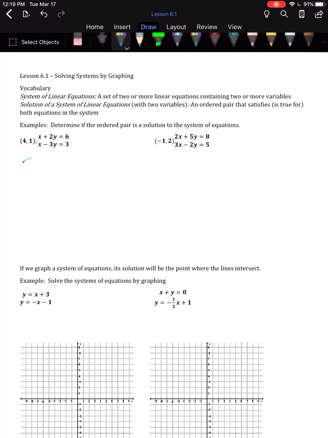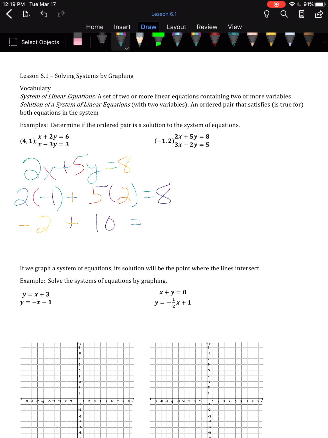So my first equation is 2x plus 5y equals 8. This time my ordered pair is (-1, 2). So I'm going to be putting negative 1 in for x, and I'm going to be putting 2 in for y. Do our multiplication. 2 times negative 1 is negative 2. 5 times 2 is 10. And negative 2 plus 10 is indeed 8. So our first equation works.